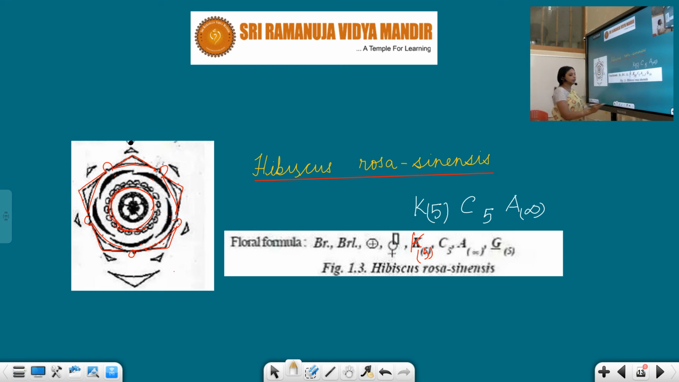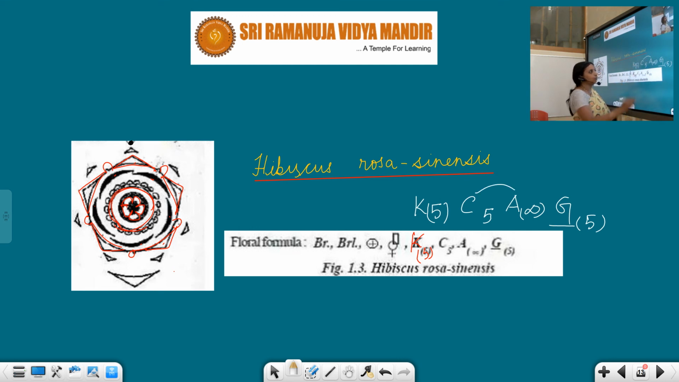And gynoecium, the number of carpels, you see how many carpels are there? 1, 2 and 3, 4 and 5. 5 carpels are there. So G5, and within brackets, as carpels are united. It is a superior ovary. To show the position of the ovary as superior, we put a line below the gynoecium. And it is also epipetalous condition. Here it is not given, but it is showing epipetalous.